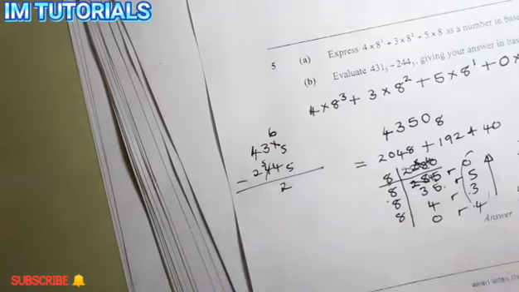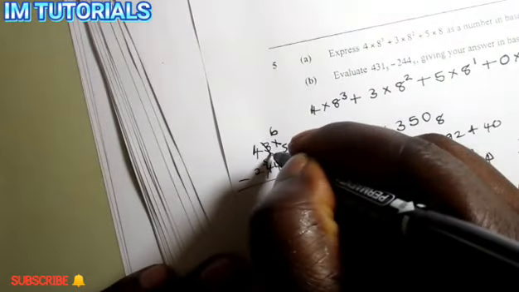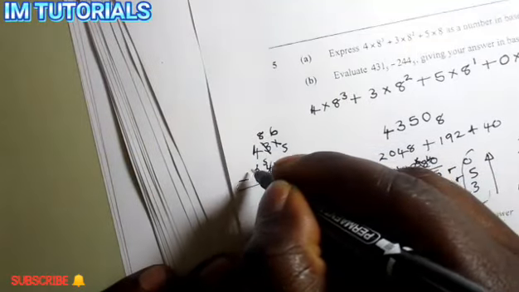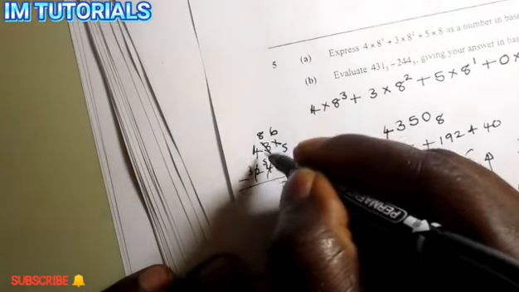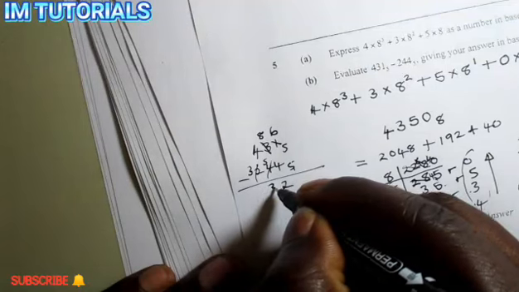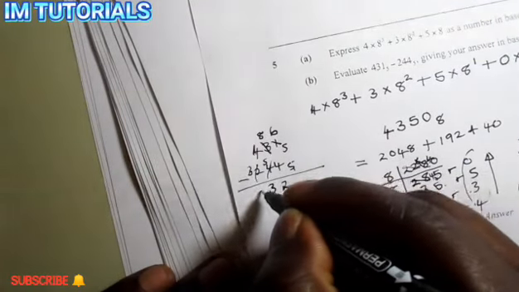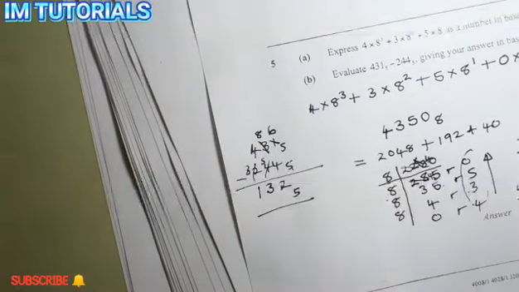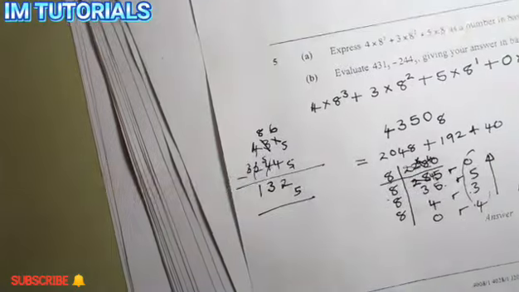Then 3 minus 5, it can't. So I'm going to cancel out this 3 and support this 3 by 5 to get 8. So that I add 1 on 2 to get 3. So 8 minus 5, you get 3. 4 minus 3, you get 1. So your answer is 132 to base 5. Then we are through with question number 5.